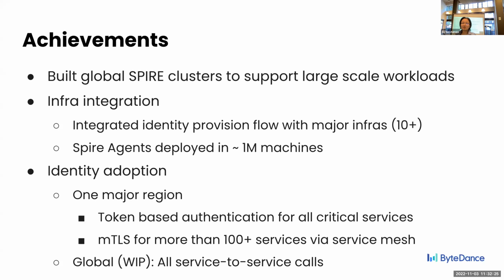On the service adoption side, we've already turned on token-based authentication for all critical services within one major region, which is in the US. We didn't push the usage of mTLS because the cost is a little bit heavy for the service team. But this capability is provided through service mesh, so more than 100 services have already turned on mTLS using service mesh to secure their services. Because we did well in this major region, now we are moving forward to turn on token-based authentication in all service-to-service calls globally. This is work in progress.